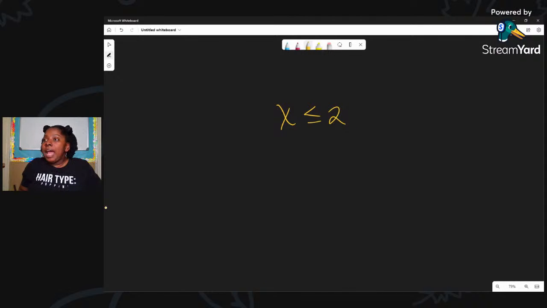Okay, so now can x be less than 2? No. But can x be equal to 2? Yes, it can. And because we're including it, it's going to be a closed circle. So this time we're going to have a closed circle. And again, it's everything less than 2, so we're going to the left.